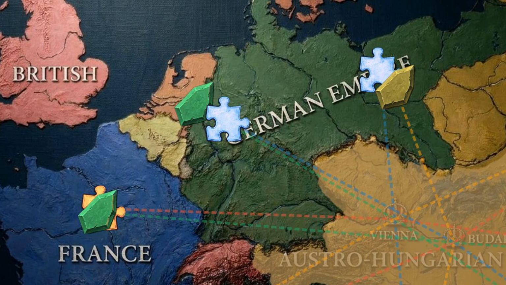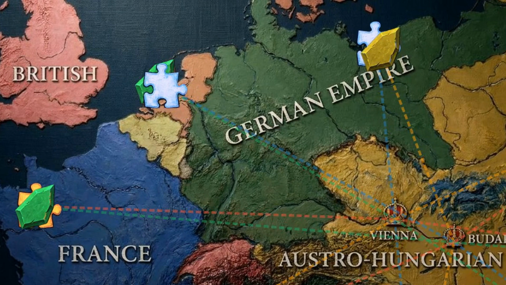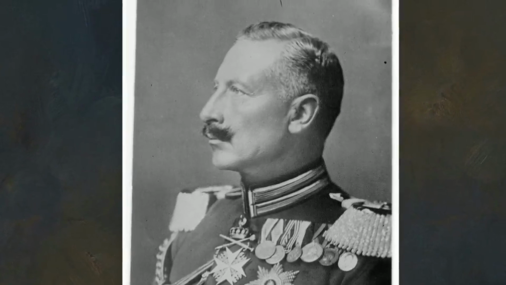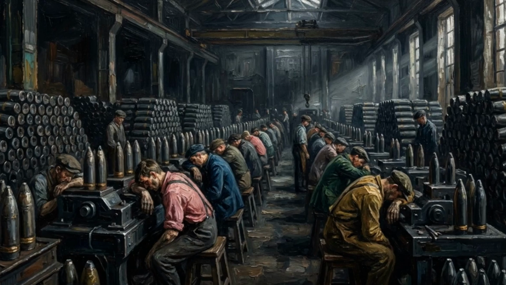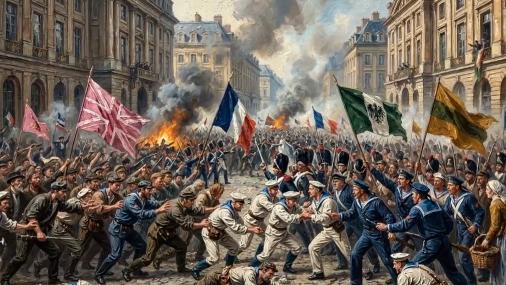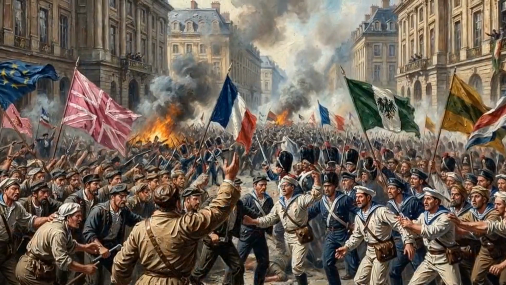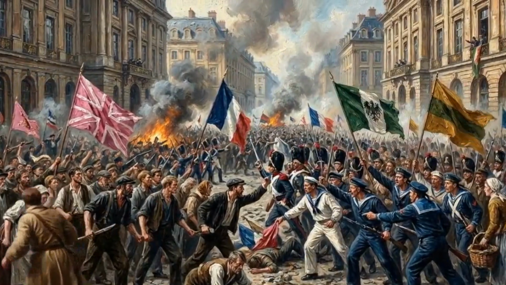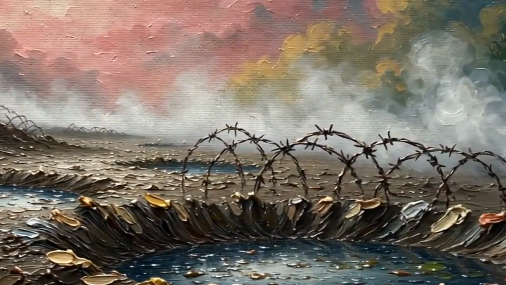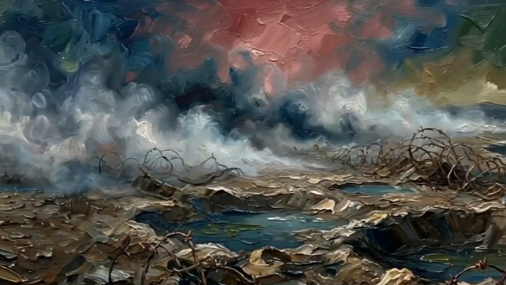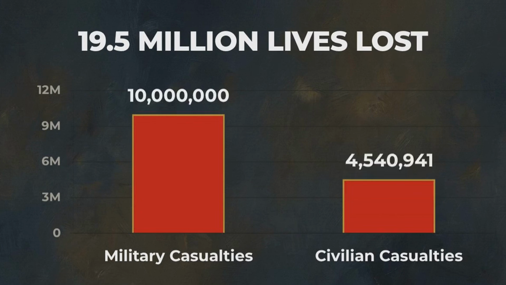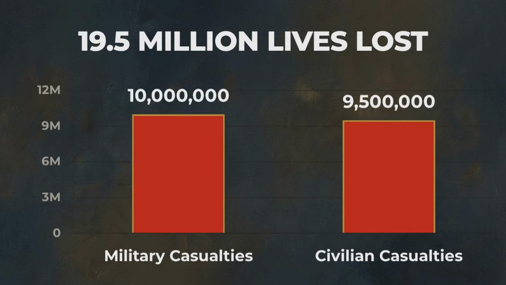The Austro-Hungarian Empire splintered as its various ethnic groups declared independence, and facing a naval mutiny at home, Germany's Kaiser Wilhelm II was forced to abdicate his throne. 4 years inside an industrialized pressure cooker had completely exhausted the belligerent nations. The intense demands of total war shattered their social structures and collapsed the old world order from the inside out. When the armistice finally took effect on November 11, 1918, the human toll was almost impossible to comprehend. Between military and civilian casualties, an estimated 15 to 22 million people were dead.